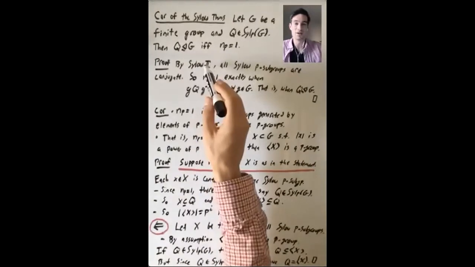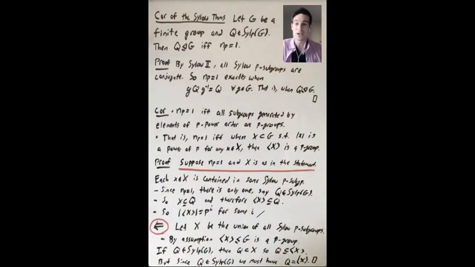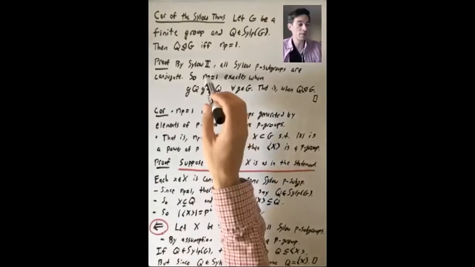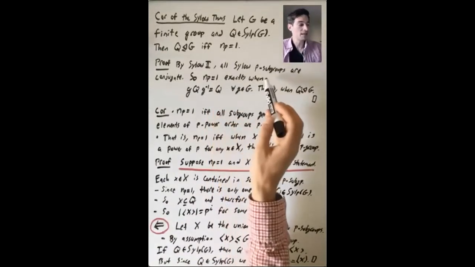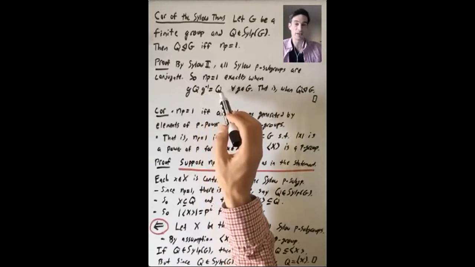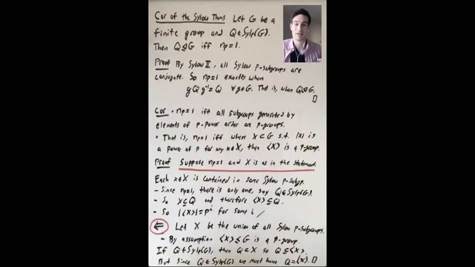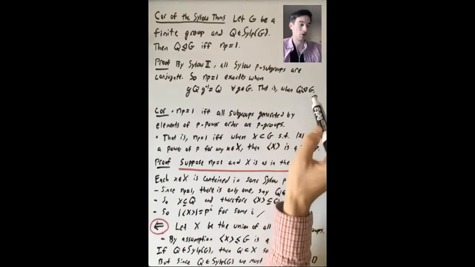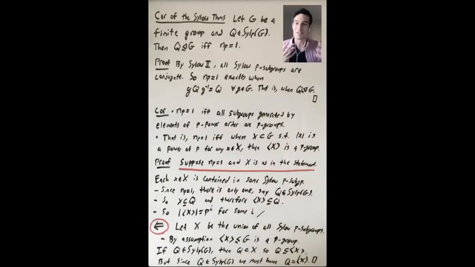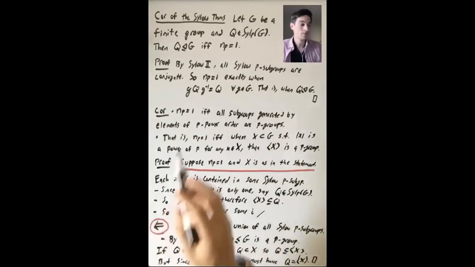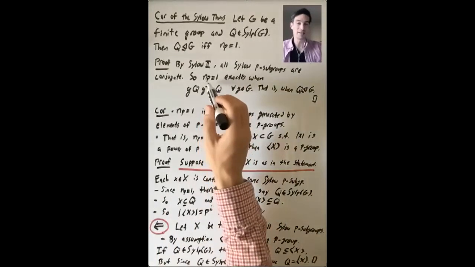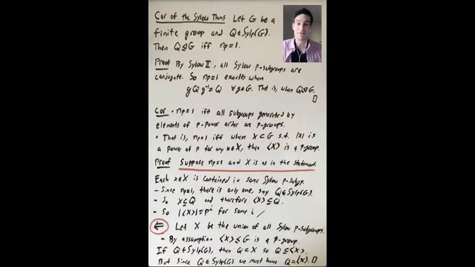By Sylow 2, all of the Sylow p-subgroups are conjugate to each other. So what does it mean for there to be a unique one? That means that gQg inverse equals Q for all g in G. But that's exactly what it means for Q to be normal. So there's nothing deep going on here. You're just using the definition of what it means to be normal. Having a unique Sylow p-subgroup is the same thing as having a normal Sylow p-subgroup. All right, we'll see applications of that at the end of this lecture and then in the next.